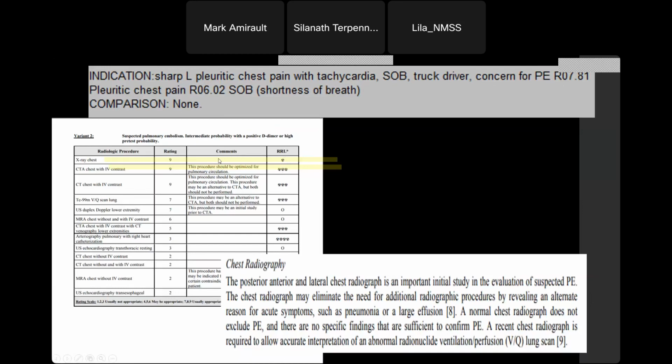And so this is from the American College of Radiology. We have these criteria that can help us decide what's an appropriate study to be done for a patient. When you suspect a PE, like in this patient, truck driver, concern for PE, sharp pleuritic pain, tachycardia, these are all big signs of pulmonary embolism. You start with a chest radiograph, but if that is unrevealing, you go to your CTA chest. And 9 means this is a very appropriate study to order. And so this is just summarizing that.